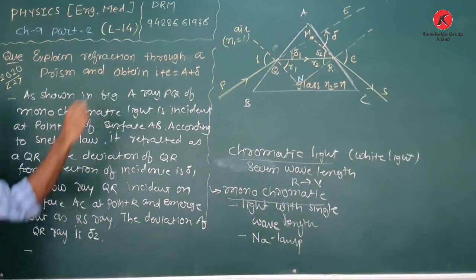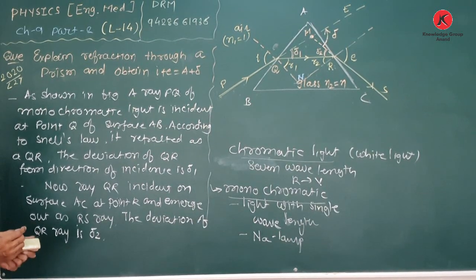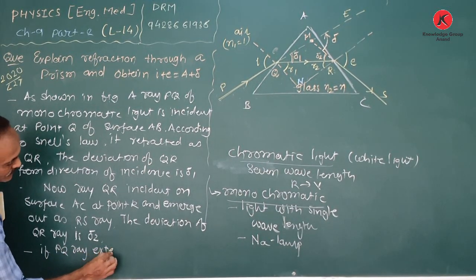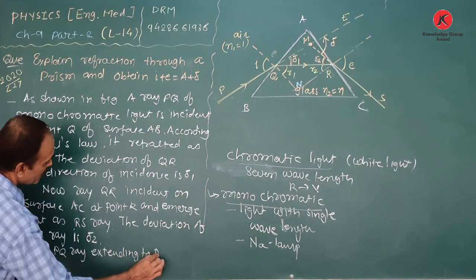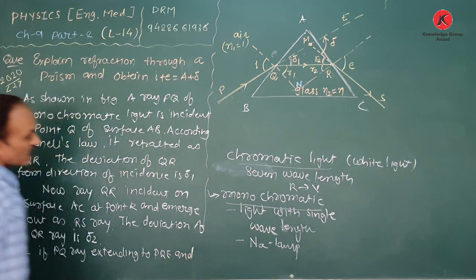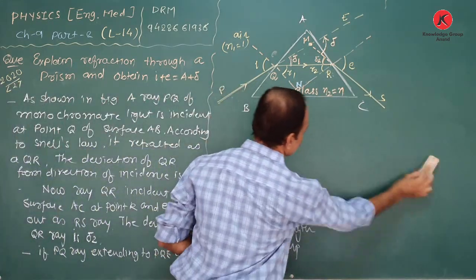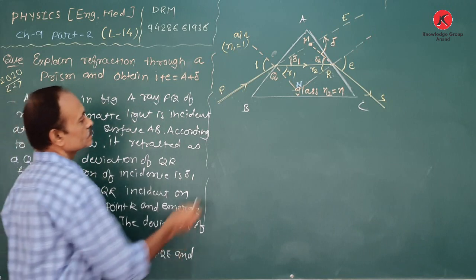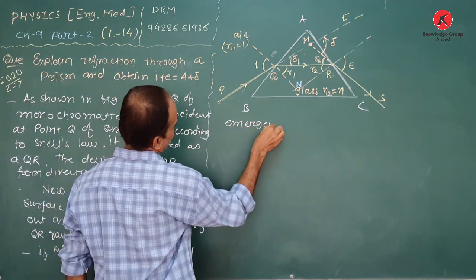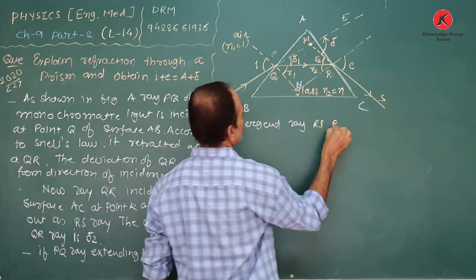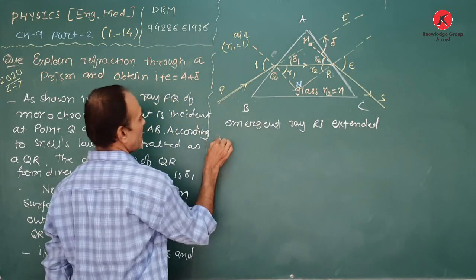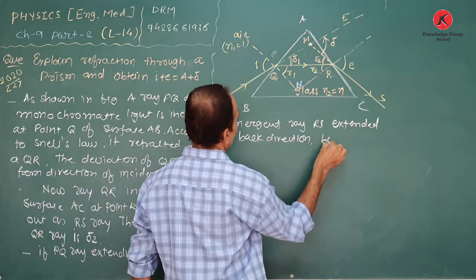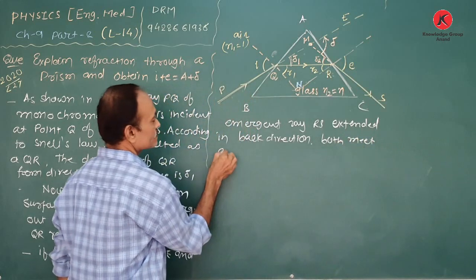Now extending the PQ ray to PQE, and the emergent ray extended in the back direction, both meet at point A.